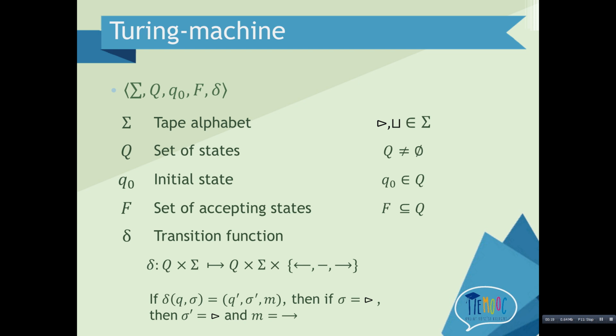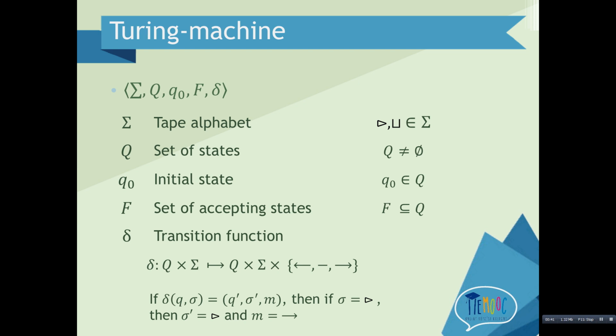That is a finite set of symbols. The start and blank symbol are always in sigma. The next one is Q, which is the finite set of states. Q cannot be the empty set. In these states we can store information which is important while we are reading the tape.